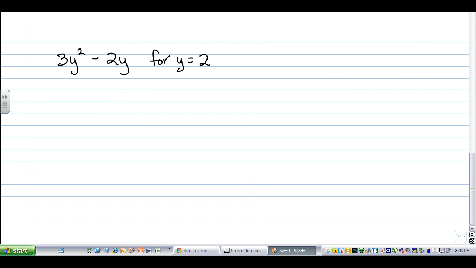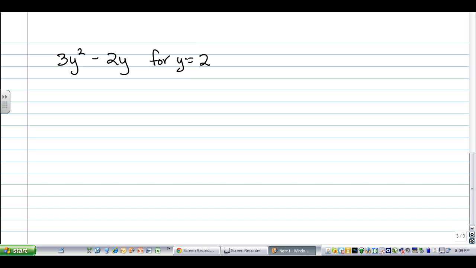Okay, well, before I let you do one a little bit more on your own, I want to show you one more example. This one involves exponents. Okay, we still do the same thing. Our variable now is the letter y. And notice all of these are lowercase.